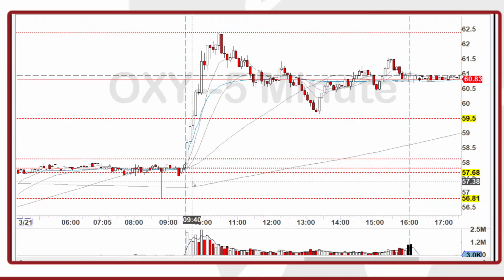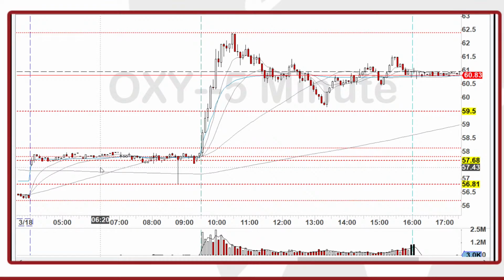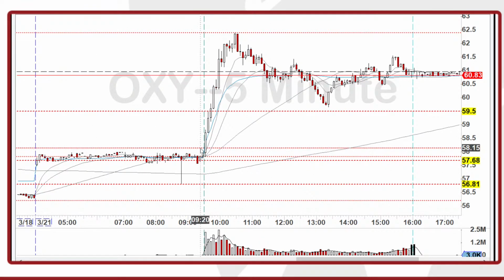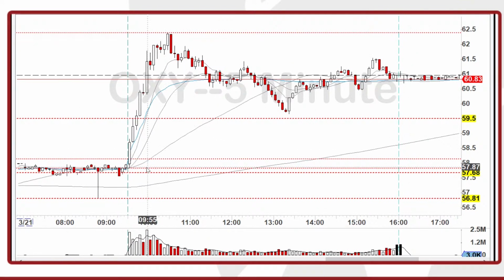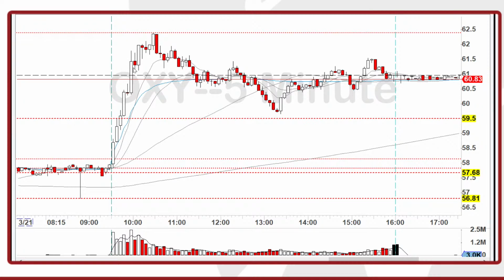Here is Oxy. Oxy again. I love Oxy's action in the pre-market. Absolutely nothing going on, and then it just does this right at the open. Just takes off. A beautiful pop here. A great continuation. Never really looks back, and then just kind of doesn't do a whole lot after that. You don't get a great reversal, but it just kind of sells off a little bit towards the later parts of the afternoon.